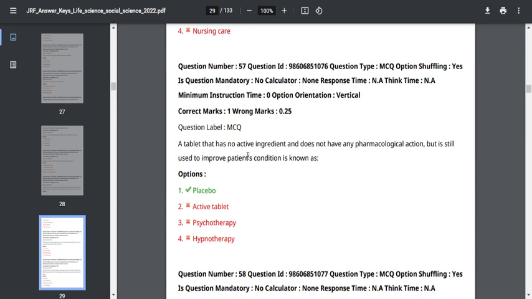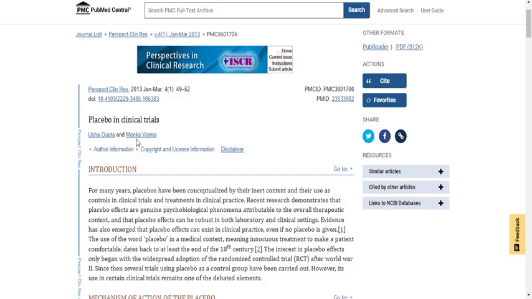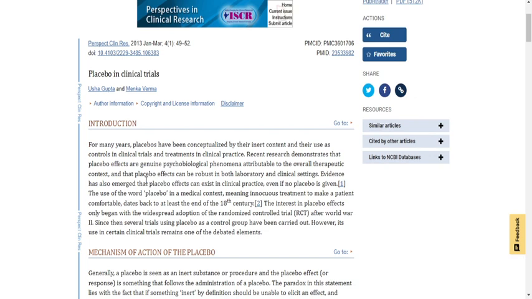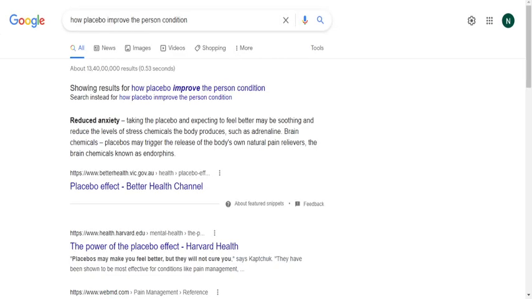A tablet has no active ingredient and does not have any pharmacological action, but still it is used to improve the patient's condition. It is called a placebo. So this particular tablet is generally used in a clinical trial. It is an inert substance which has no capacity to react with anything, and it is used for controls. In a clinical trial, it will be used as a control. At the same time, it is also used to improve the patient's condition.